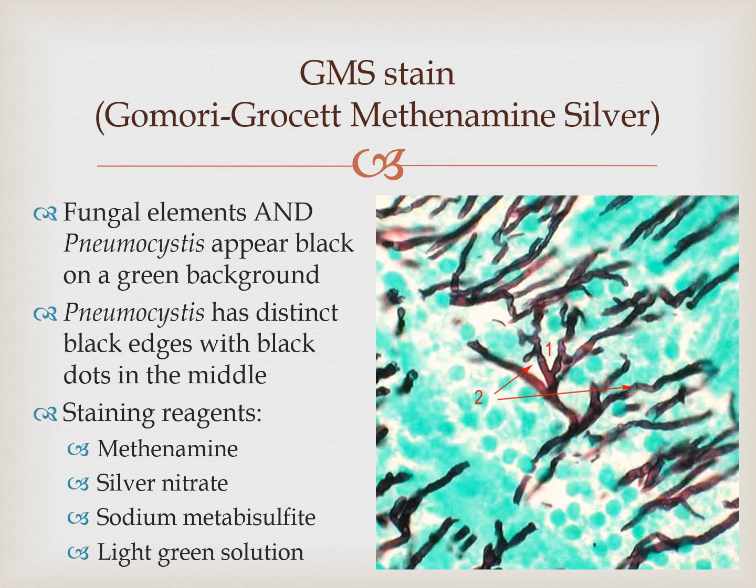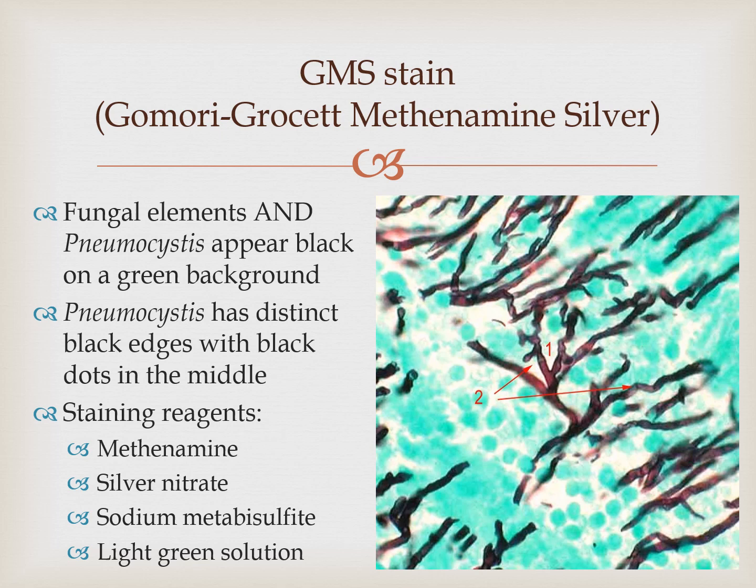And then finally, with the last stain here, I want to talk a little bit more about the GMS stain, and that stands for Gomori-Grocott methenamine silver stain. This is actually a fungus stain where fungal elements look black on a green background. Now, pneumocystis, we're calling it a fungal element. It used to be called a parasite, but now we are calling it a fungal element. It has distinct black edges with a black dot in the middle. Go ahead and go back to the previous slide to see what pneumocystis looks like.